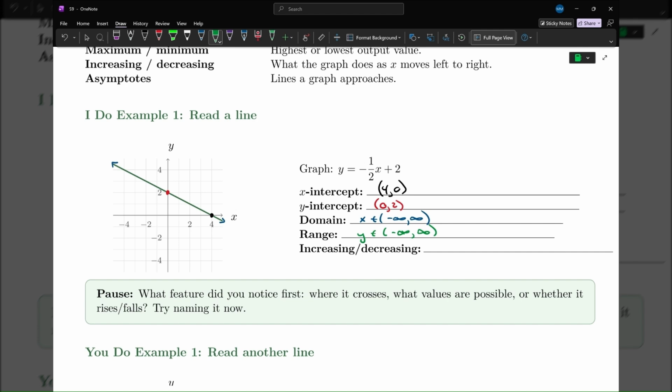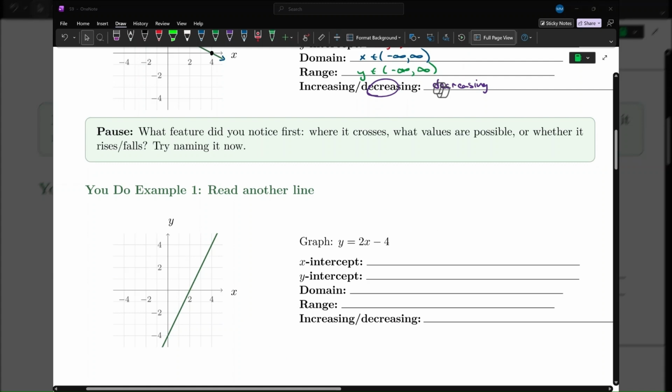And finally, increasing, decreasing. This doesn't have to be constant, but for a line it is because there's no turning points, right? This thing never changes direction. So as I read left to right, what's my function doing? Well, it's dropping. So I am a decreasing function. And that is it. So think about how you did that, name those features. Then we'll try one for you.